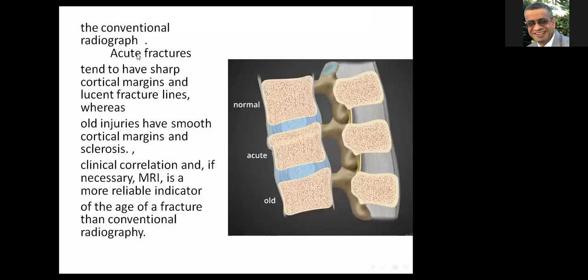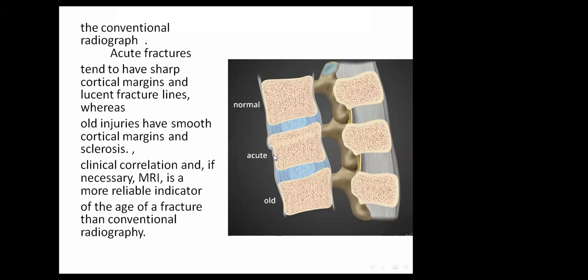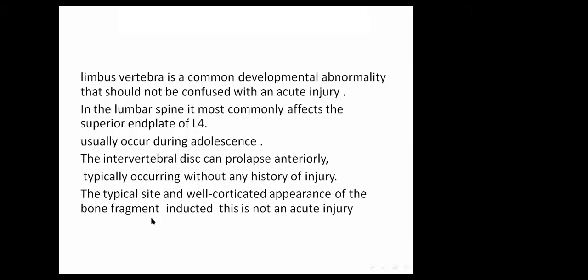In conventional radiography, acute fractures tend to have sharp margins and lucent fracture lines, whereas old injuries have a smooth cortical margin and sclerosis. Clinical correlation and, if necessary, MRI is a more reliable indicator of the age of a fracture than conventional radiography.